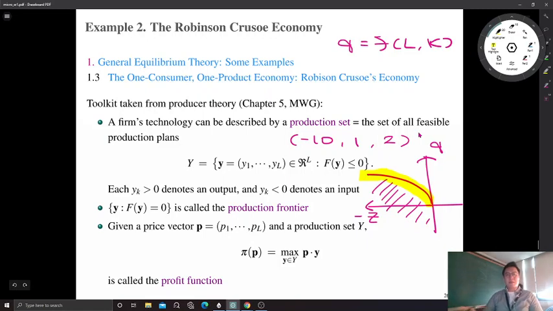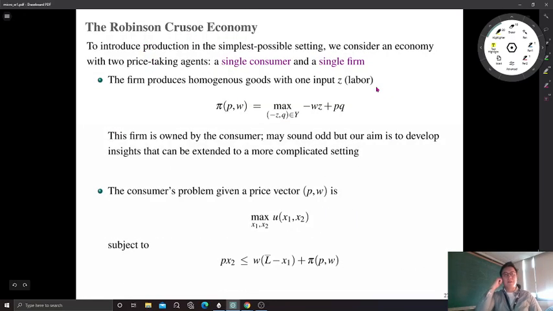So I guess this is almost everything we need to proceed to this Robinson Crusoe economy. All right, so now let's go to the next slide. The next slide introduces the model. We have two components or two problems because now we consider consumption and production at the same time. To introduce production in the simplest possible setting, we consider an economy with two price-taking agents, one single consumer and one firm. Okay, so now we have to consider the firm's problem and the consumer's problem.